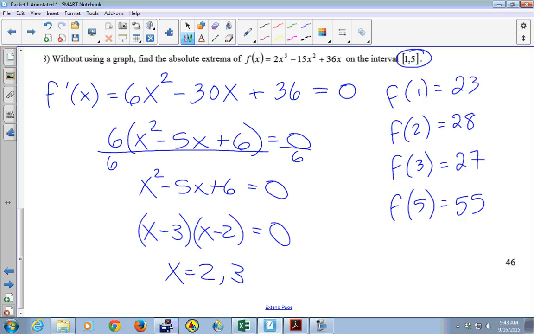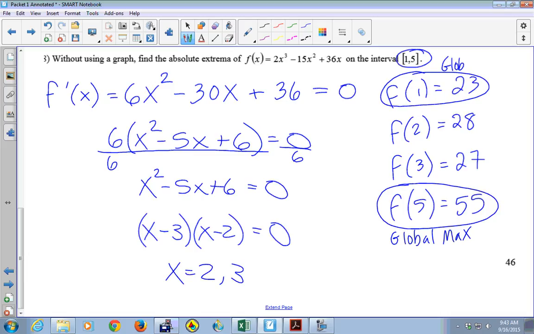All right, so this is a global max, or absolute max. Those words are used interchangeably, global and absolute. Okay. All right, where is my global or my absolute minimum? F of 1, yep. Global min. So you just have to be a little bit careful with your language. You say there's a global maximum value of 55 that occurs when x equals 5.